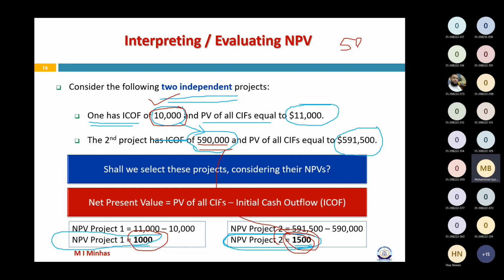However, if you still say, no, I will use NPV, then based on NPV, the criteria is: the higher the NPV, the better it is. But shall we use NPV in this case or not? Obviously not. That is the biggest question, right? We will not use NPV as a selection criteria in this case. We will use another method, the profitability index, in such scenarios. And I will be talking about that shortly.